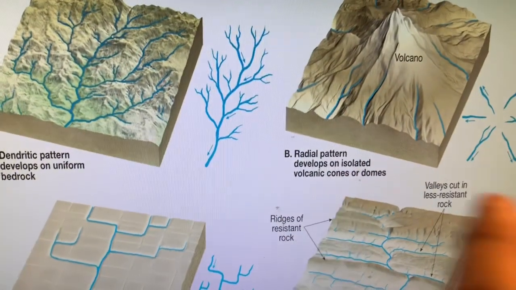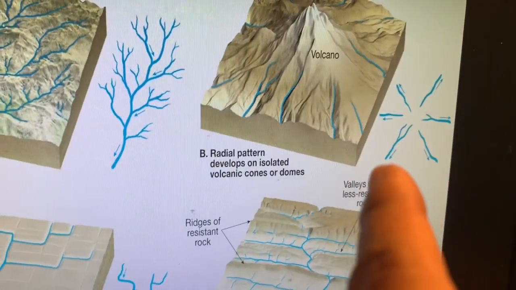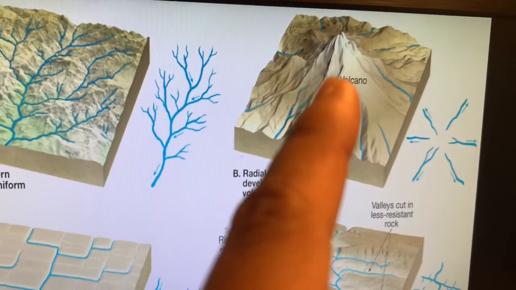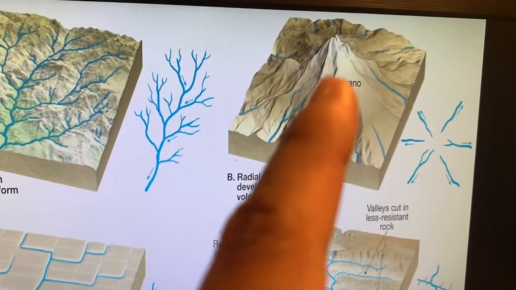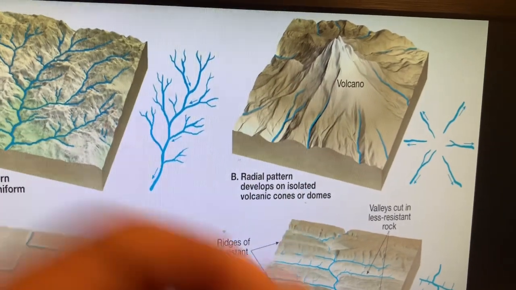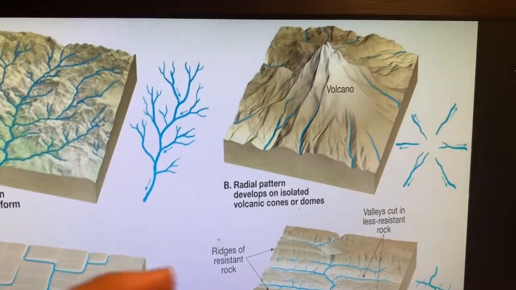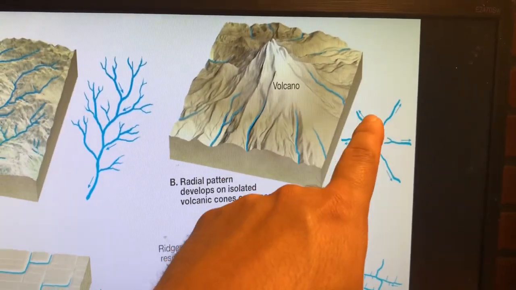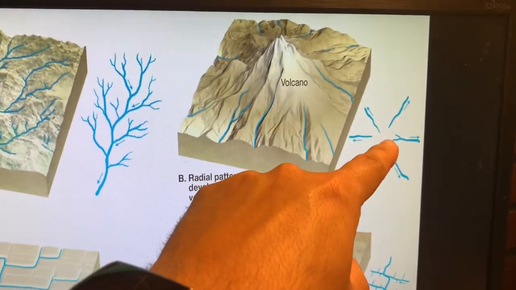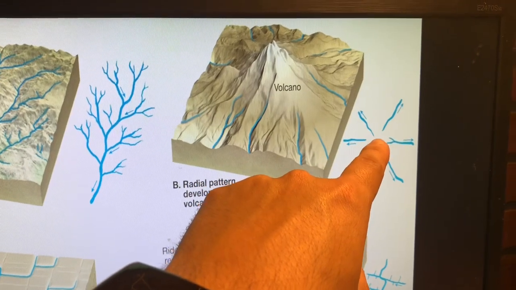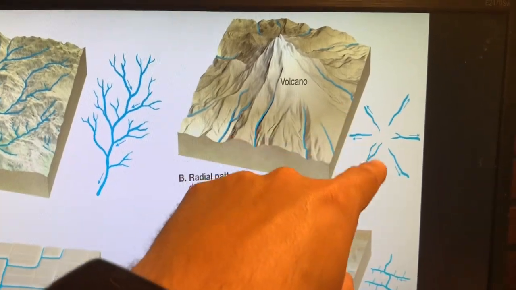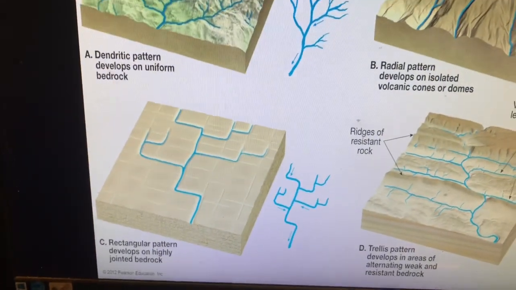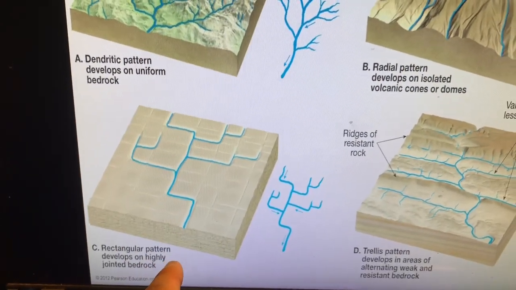The radial pattern, which looks like this here, happens when you have melt from a glacier or ice cap, snow cap I should say, at the top of a volcano or a mountain, and it runs downhill, and so it radiates out. You see how all the water, see how the arrows are pointing out? The water is all coming out from that central point. So that tells you that this central point is higher and that this is all going downhill, because water always flows downhill.